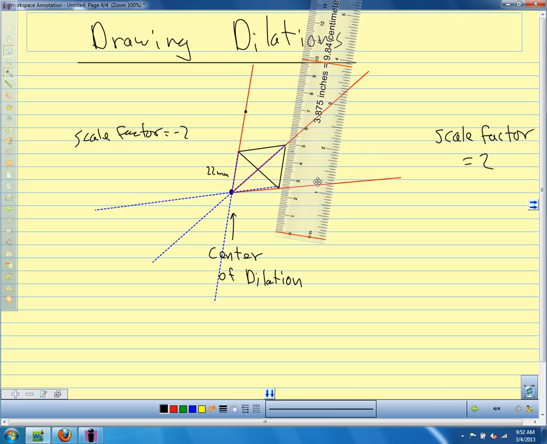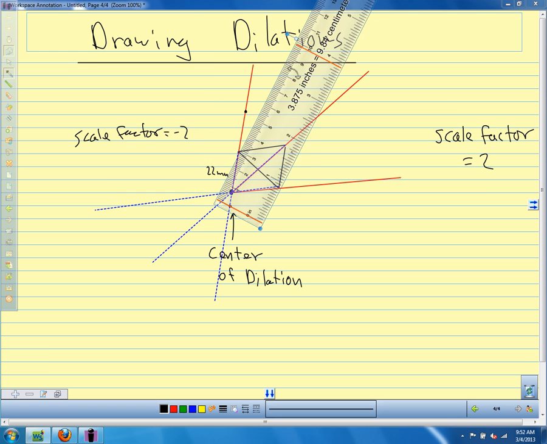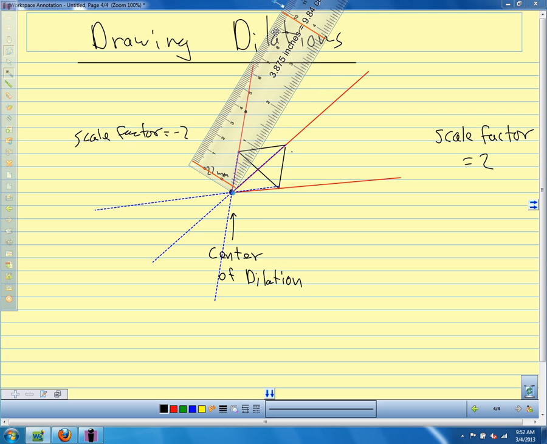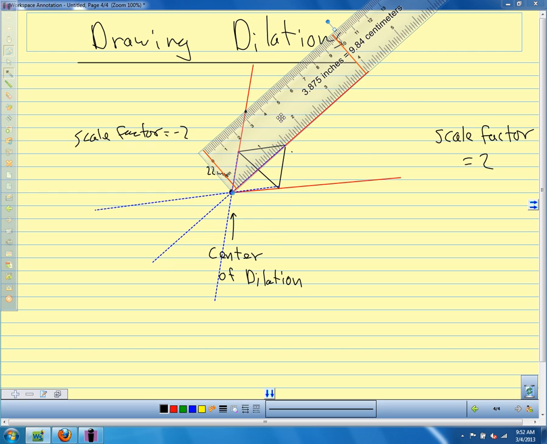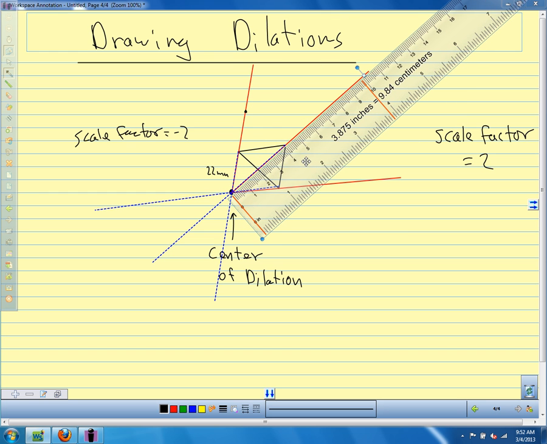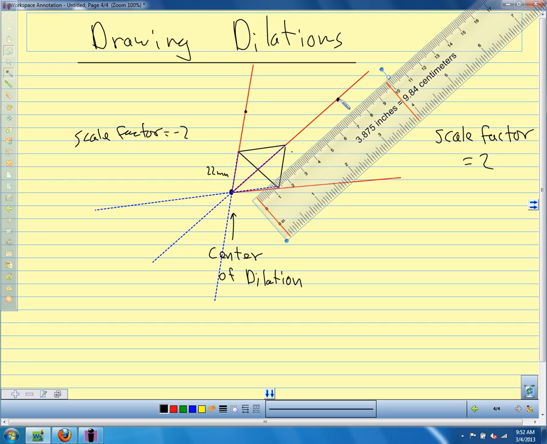And I'm going to do that for each vertex. I'm going to set my ruler on this vertex. Need to rotate this down a little bit first. And I'm going to put my ruler there. I'm going to measure in millimeters again. So from the center of dilation to this vertex, I get about 40 millimeters. Multiply that by 2, and I'm going to make my point out here at 80 millimeters. So I'm just multiplying the lengths by the scale factor.